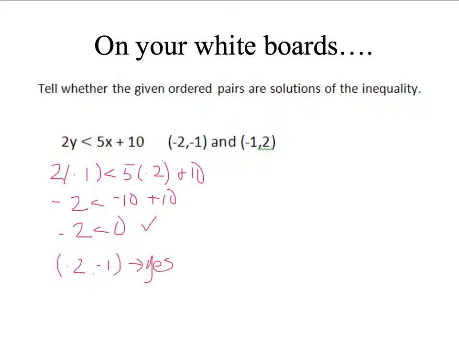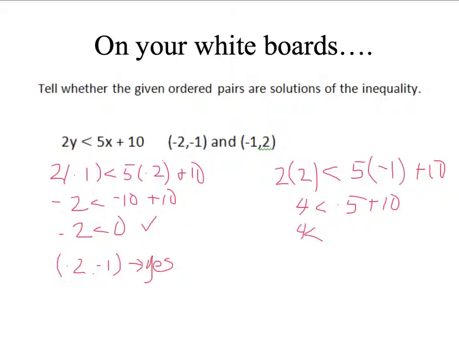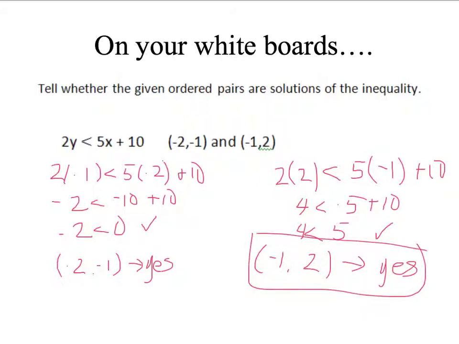is a solution. All right, trying the same thing with the other ordered pair. 2 times y is 2. It's less than 5 times x, negative 1, plus 10. So that's 4 is less than negative 5 plus 10. So 4 is less than 5. That is a true statement also. So yes, negative 1, 2 is a solution. So I can box in those 2 answers.